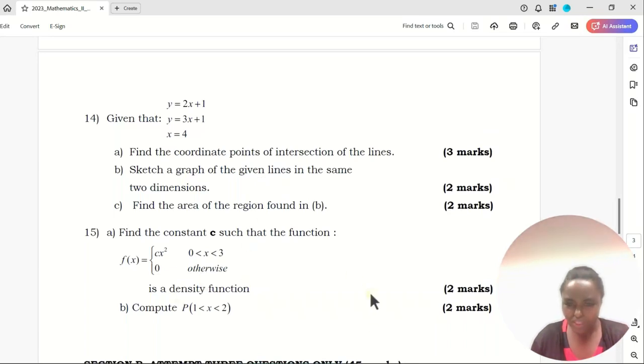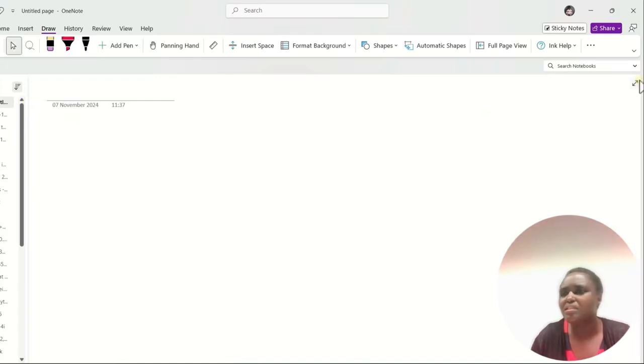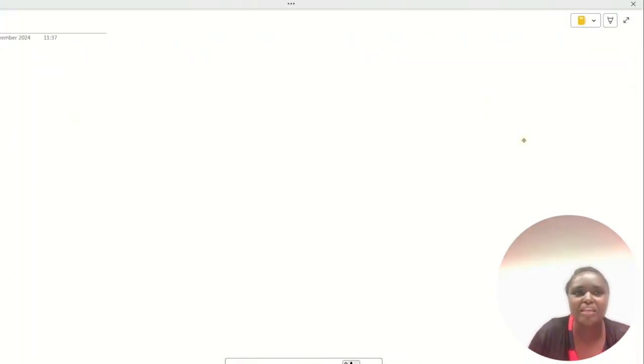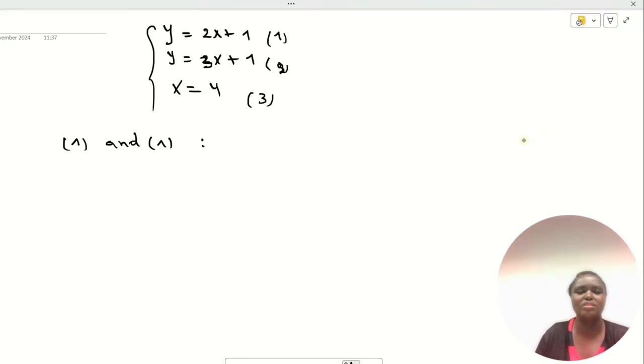Okay, so let's see. We have 3 lines. The first line is y equal to 2x plus 1, the other line is y equal to 3x plus 1, and the other line is x equal to 4. And we are asked to find the intersection of each pair of the 3 lines. Let's start by finding the intersection between line 1 and line 2.